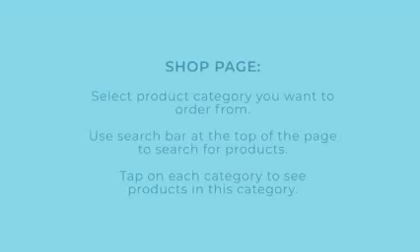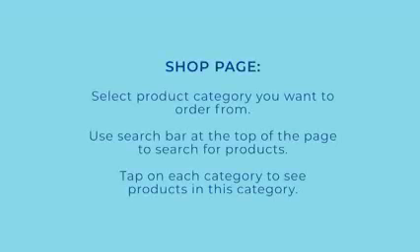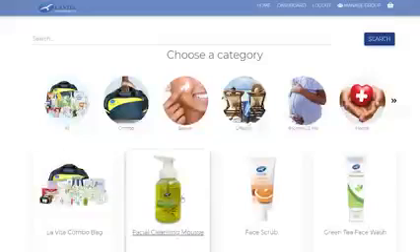The next page is where you can select the product category you want to order from. Use the search bar at the top of the page to search for all products, or swipe and select on each category to see the products in this category below.